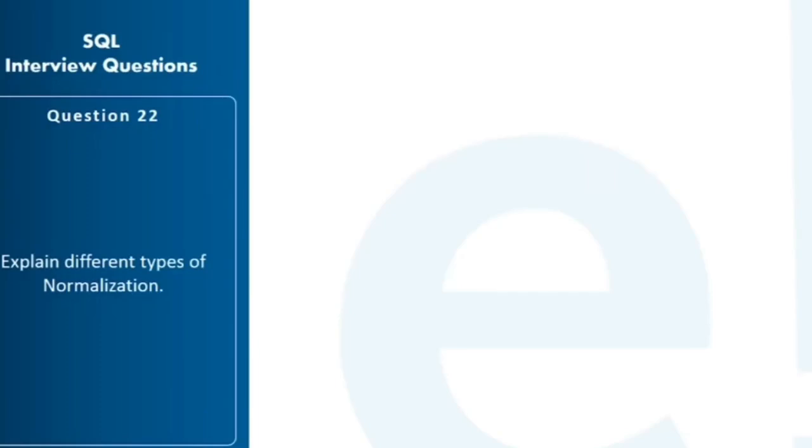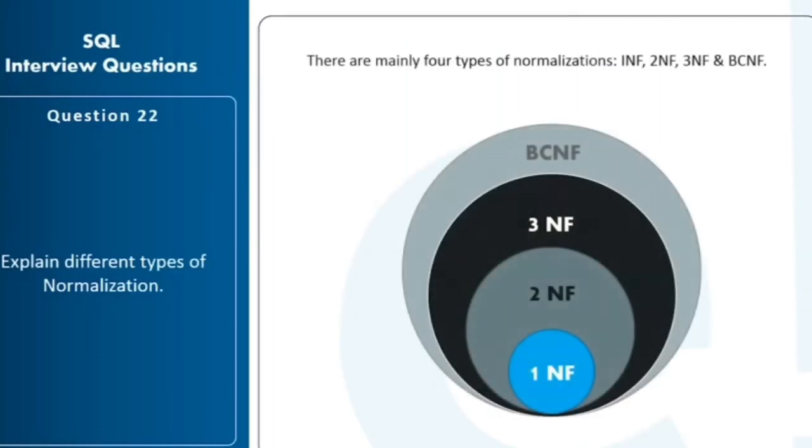What are the different types of normalization? There are mainly four types of normalization: 1NF, 2NF, 3NF, and BCNF. Now let me explain the different types of normalization with an example.